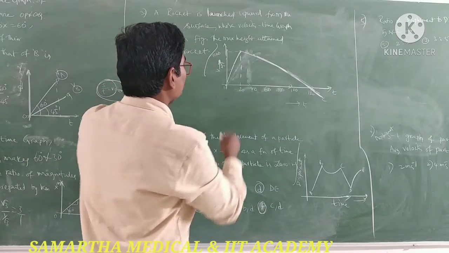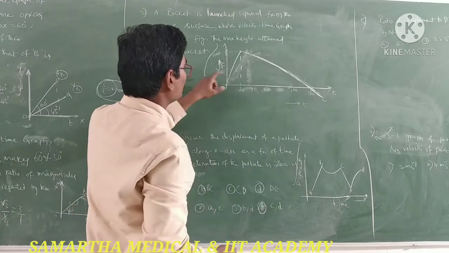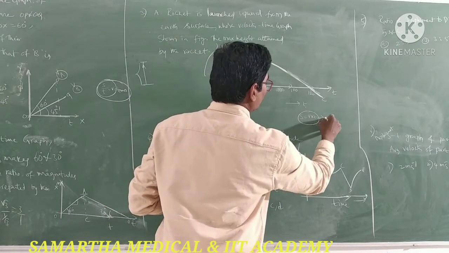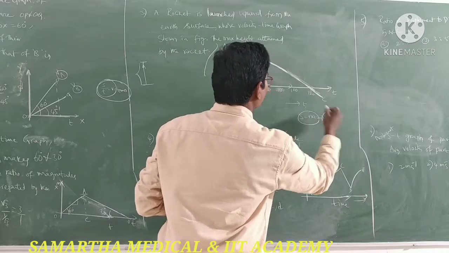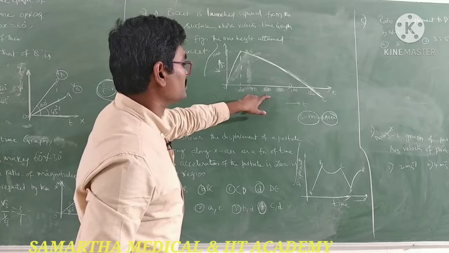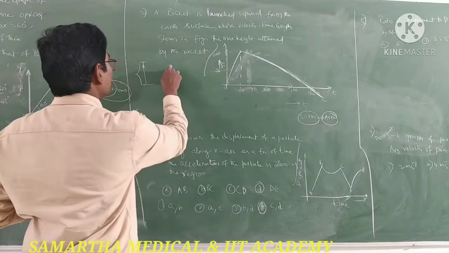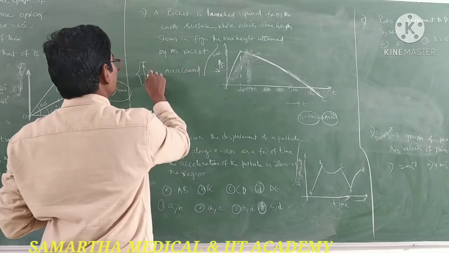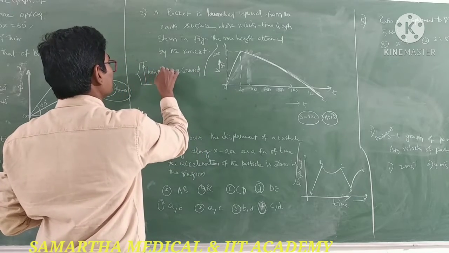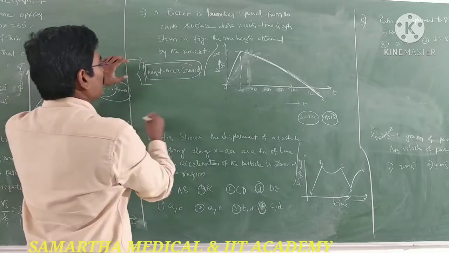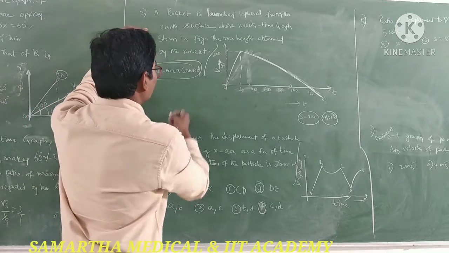This is the velocity time curve. From the velocity time curve, displacement equals velocity into time. That means the area covered by the curve gives you displacement. So I need to calculate the area covered. The area covered gives the height. Height is equal to the area covered. Now you tell me, what is the area covered?